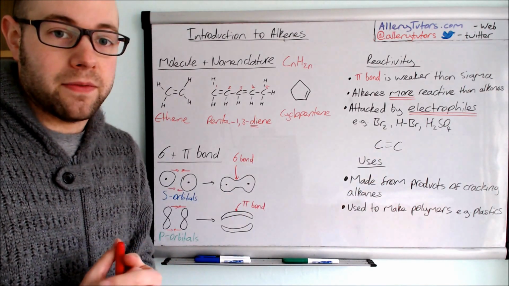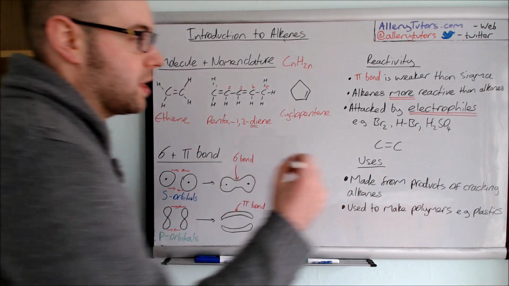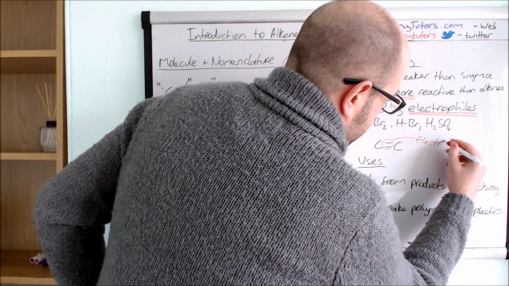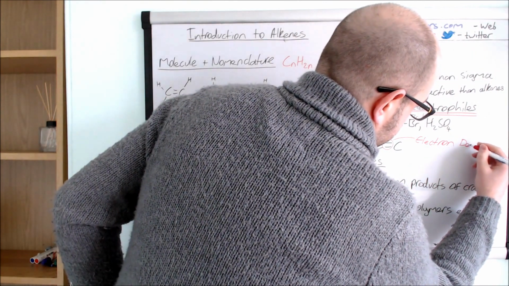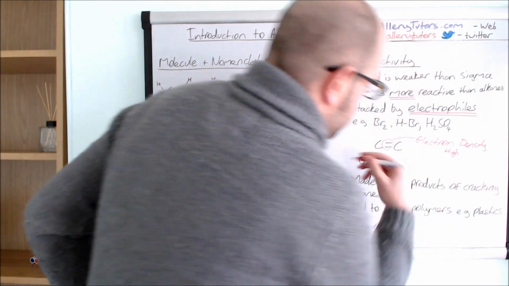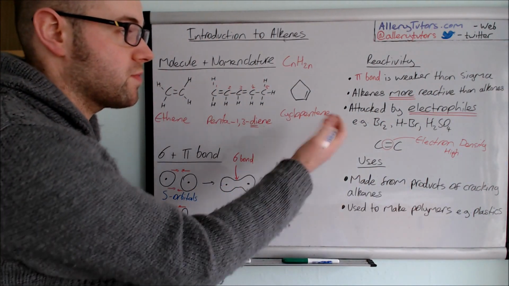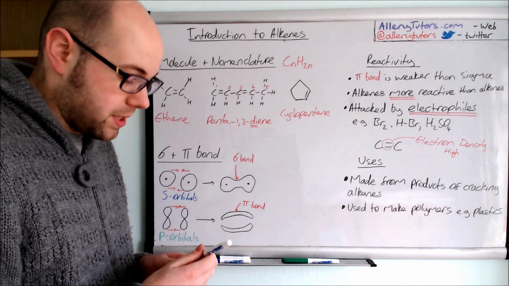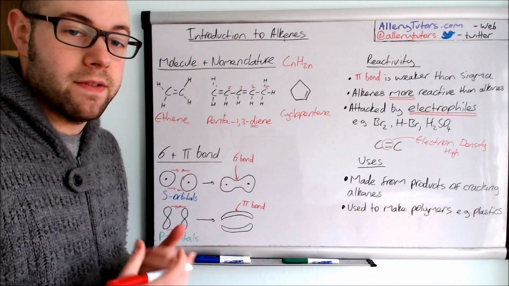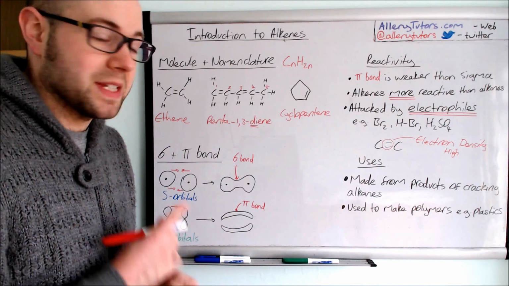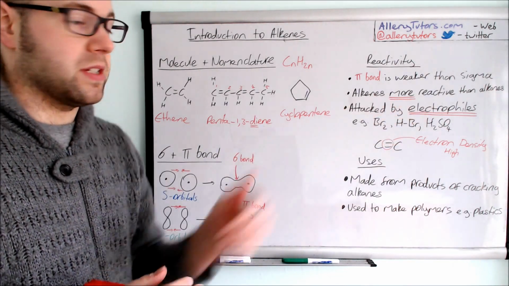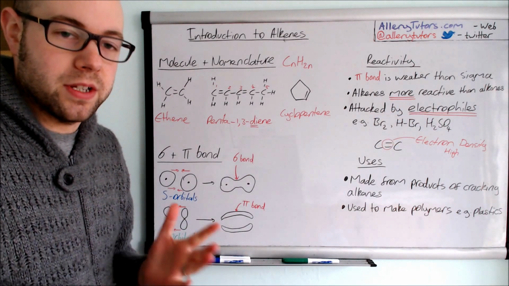Now, alkenes have an electron-rich area. And so we're going to add that on there. So this bit here is very electron rich. So we say electron density is high. And due to this high electron density, this makes it really attractive to electrophiles. And it is important that you need to be able to comment on this high area of electron density in the alkene, because that's going to open up and effectively react with this lot here. Alkanes don't have this because they just have a single bond.